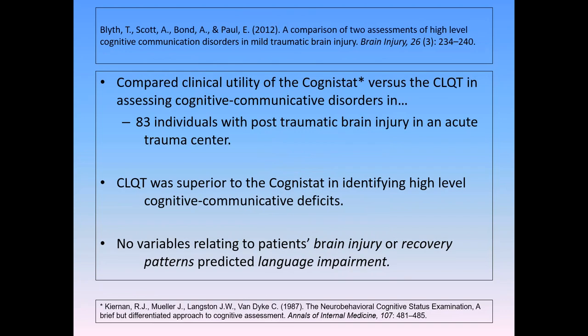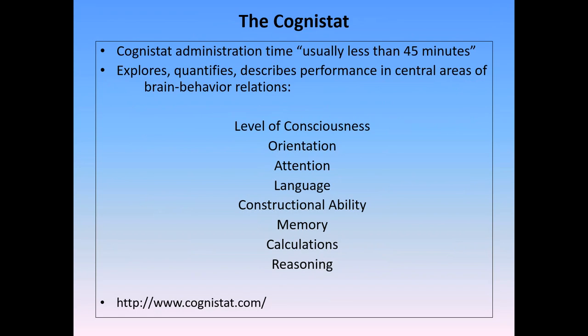So going back, they looked at the clinical utility of the Cognistat versus the CLQT in 83 individuals post-TBI who were in an acute trauma center, and the CLQT, they found, was superior to the Cognistat in identifying high-level cognitive communicative deficits. And they said no variables relating to patients' brain injury or recovery patterns predicted the language impairment, but that the CLQT was able to pick those up.